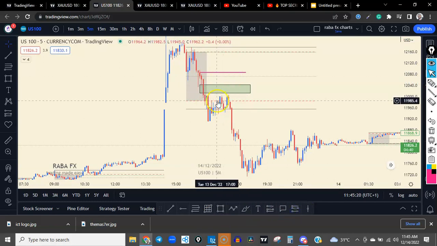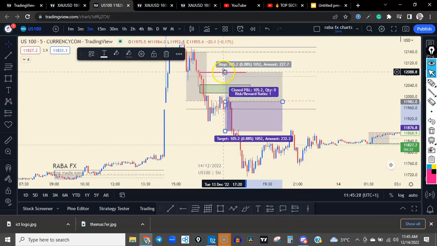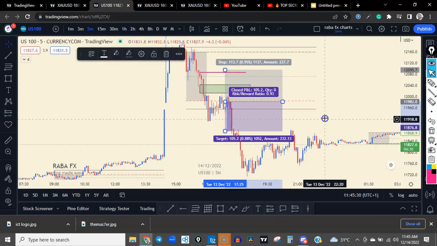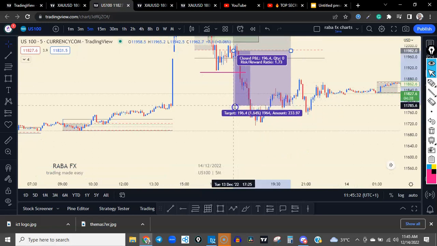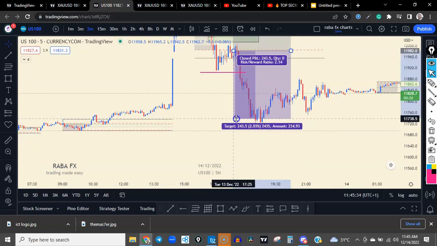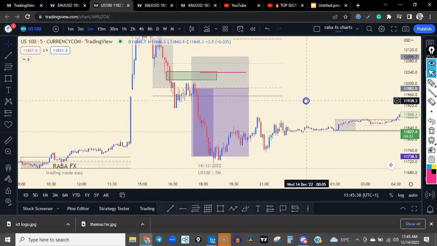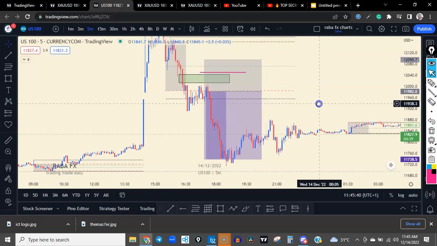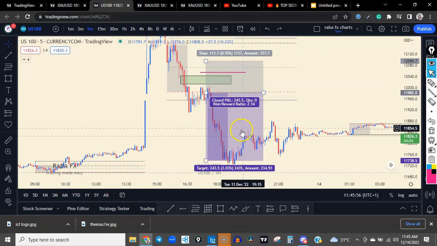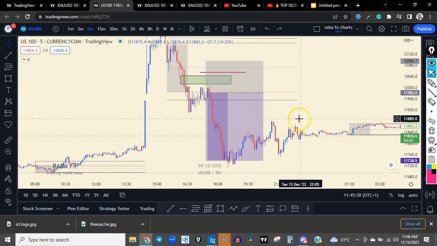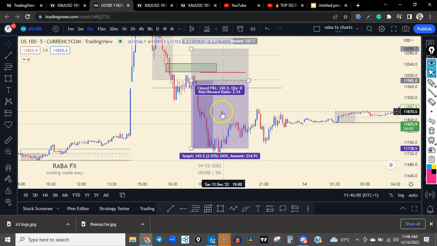I took my entry at this level at the IDR. Short, stop loss here, and then I just simply aim lower to the next level. I'll talk about all this in my later video. That gives a quick 1 to 2 hour trade.